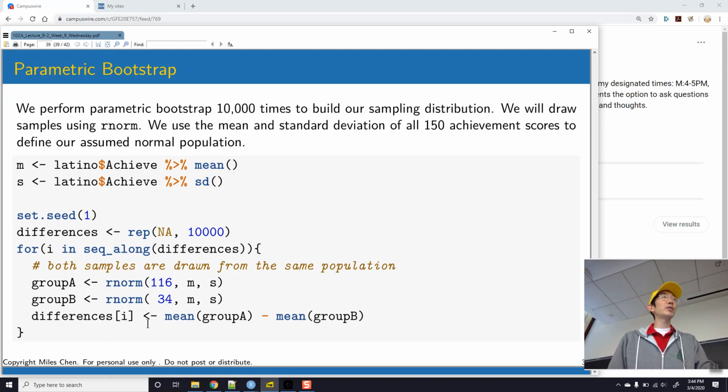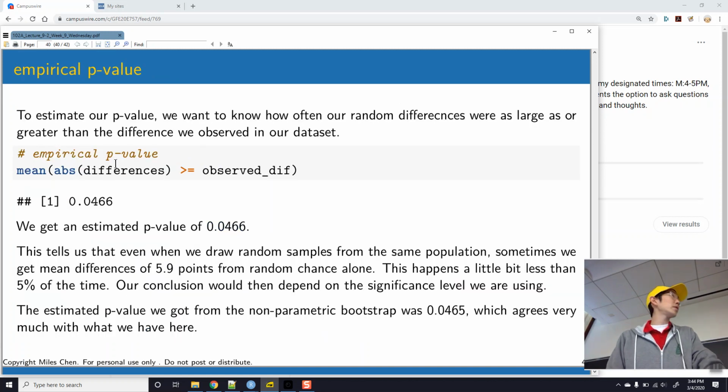This generates our sampling distribution. And then we say, okay, how many of these differences in our sampling distribution are greater than the observed difference that we have? And this happened 0.0466, okay? So that aligns very closely with what we did in our non-parametric bootstrap. Non-parametric bootstrap, we got 0.0465. Here we get 0.0466. The t-test was 0.0459. Okay, so we're getting very, very close alignment in all of these answers.